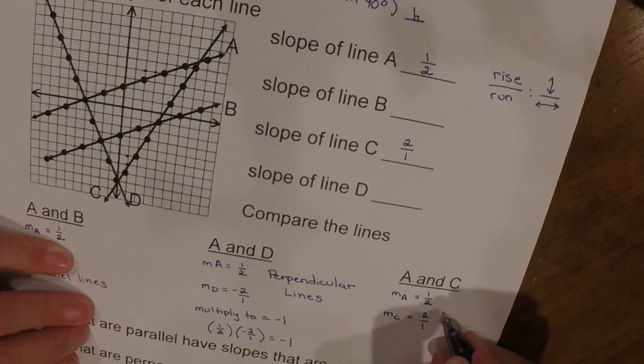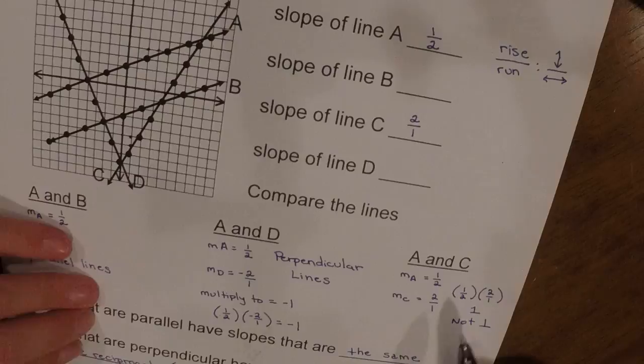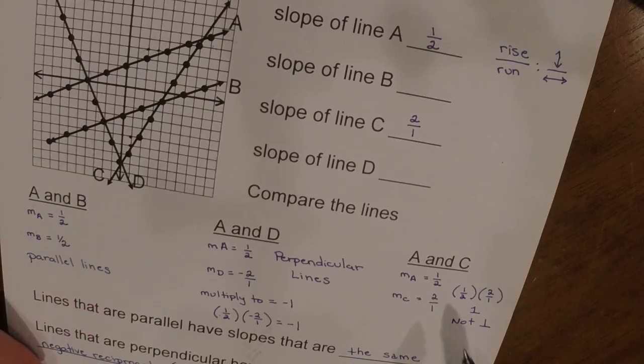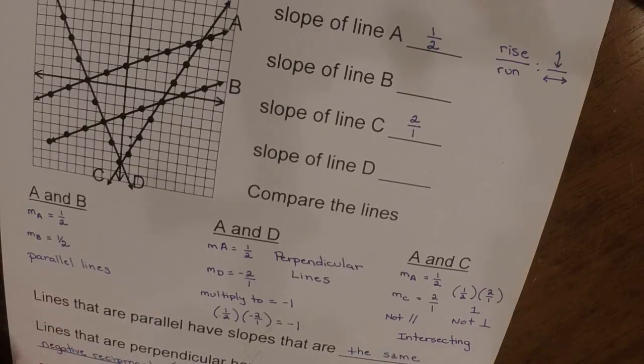So the first thing we could do would be to multiply 1/2 times 2/1. If I do that, my answer is 1, not -1. So this means they are not perpendicular. And then 1/2 and 2/1 are definitely not the same, so they are not parallel. That means these two lines are truly just intersecting. They're not really anything special. Okay?